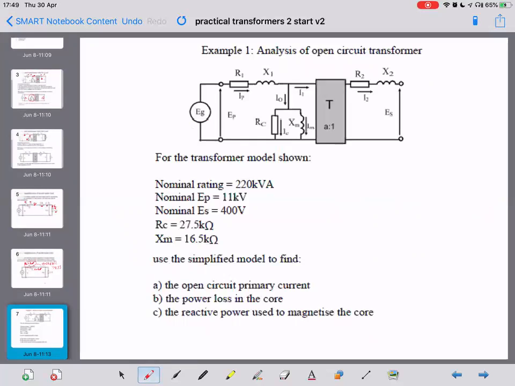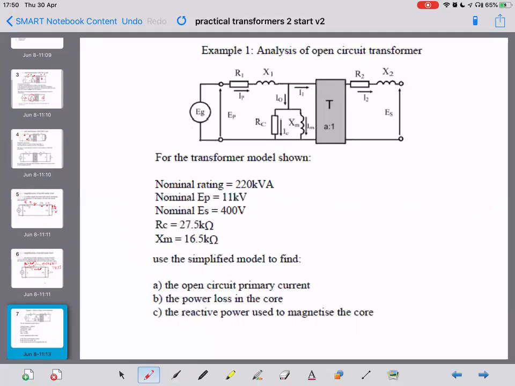For the transformer shown, nominal rating is 200 kVA. The nominal E primary as shown, 11 kV. So these things here, nominal, are what you'd find on the rating plate. Nominal secondary, 400 volts. RC is given as 27.5 K, and XM is given as 16.5 K.